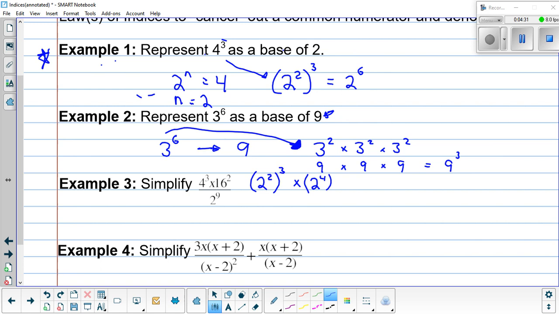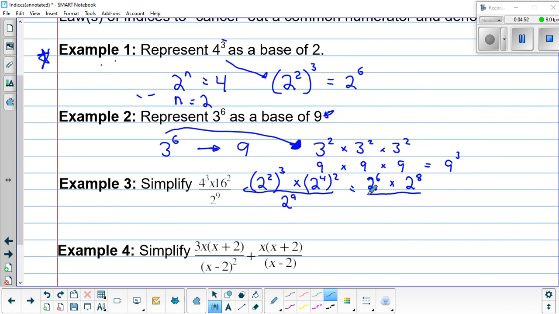And then we have to square this. And lastly, let's write this as 2 to the 9. Okay? So here, we're just applying our power law again. So 2 squared, all to the power of 3, will become 2 to the power of 6. This will be 2 to the 8.